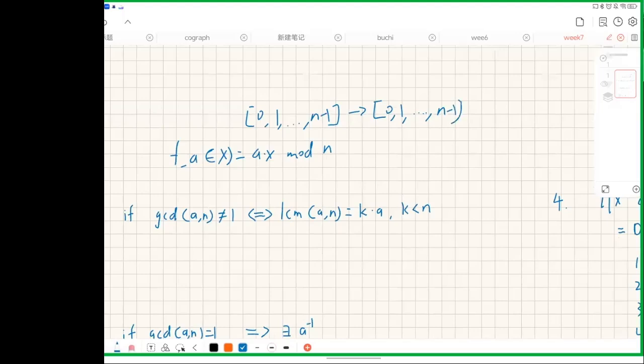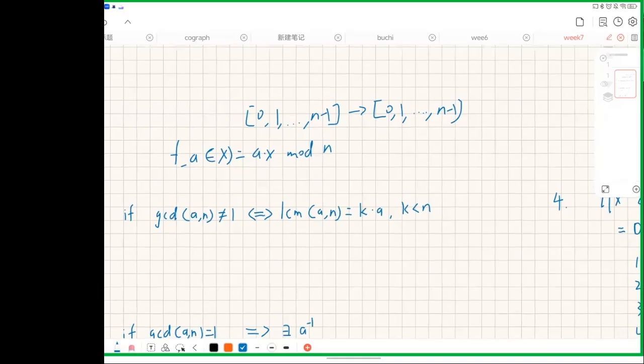And the range is also from 0 to n minus 1, of course. And when is this function a permutation? Only when the function is 1 to 1, right? And as the size is the same, so 1 to 1 and onto, which means this function should be bijective.